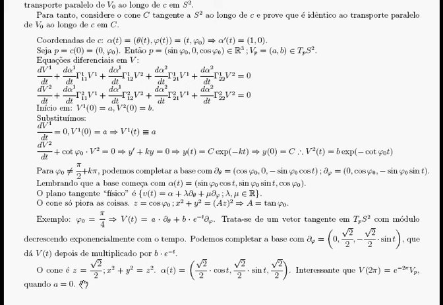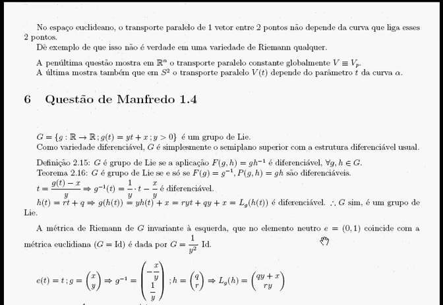The cone is z equals square root of 2 over 2, x² + y² = z². Alpha of t is (square root of 2 over 2 cos t, square root of 2 over 2 sin t, square root of 2 over 2). When a is equal to 0, interesting that v of 2π is equal to the exponential of minus 2π v_p, the same v_p. Okay, Manfredo.